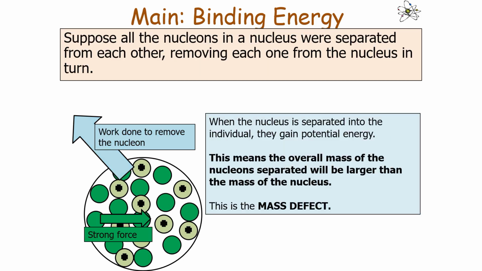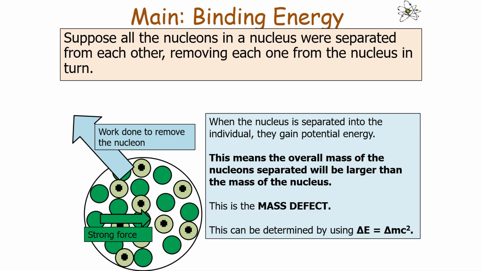So when the nucleus is separated into individual nucleons, the individual nucleons all gain potential energy. This means the overall mass of nucleons separated from each other will be larger than the mass of one nucleus where they're all together. This is another example of the mass defect, which we can work out with our equation delta E equals delta m c squared, where we'll make delta m our subject.